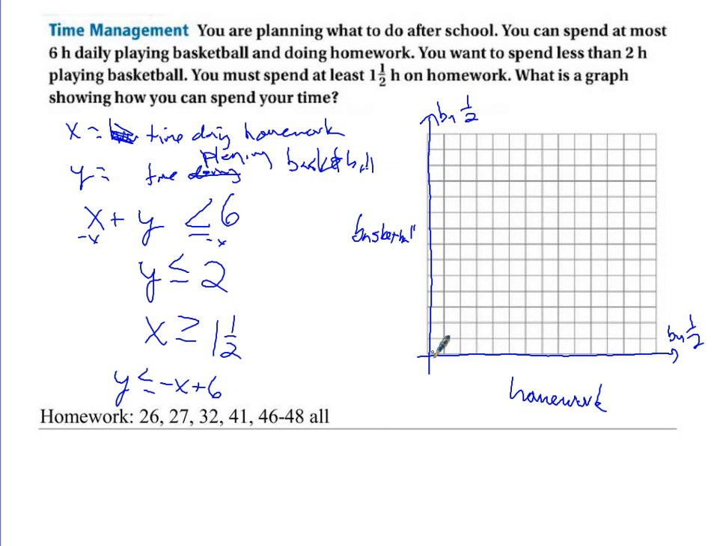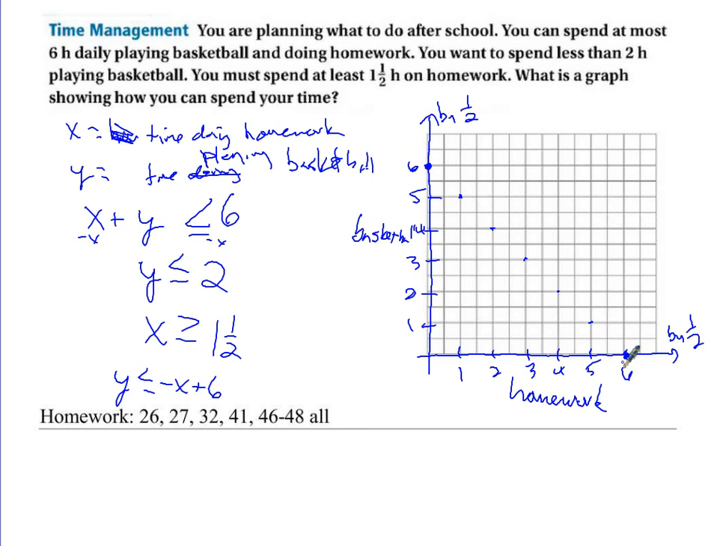If I use the slope-intercept form, when I go up 1, 2, 3, 4, 5, 6, right there, because I'm going by halves. This is 1, 2, 3, 4, 5, 6. Now for this one, my slope is -1. So I go down 1, which is to there, right 1, which is to there. Down 1, right 1, and so on.